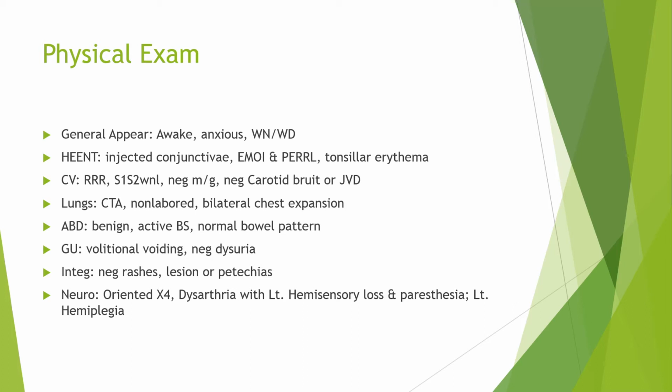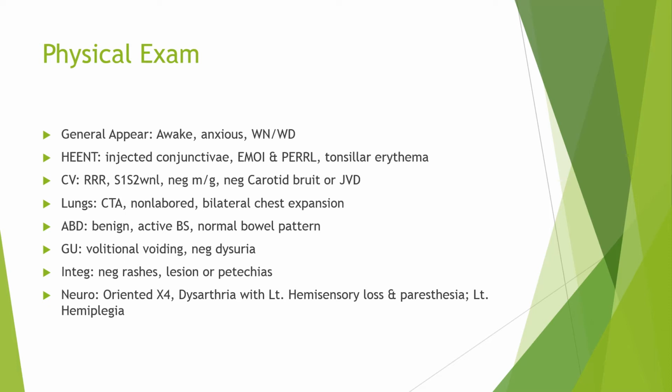Cardiovascular is regular rate and rhythm, S1, S2 within normal limits, negative murmur or gallop, negative carotid bruit or JVD. Lungs are clear to auscultation, non-labored, bilateral chest expansion. Abdomen is benign with active bowel sounds and normal bowel pattern. GU, volitional voiding and negative dysuria. Integument is negative for rashes, lesions, or petechiae.